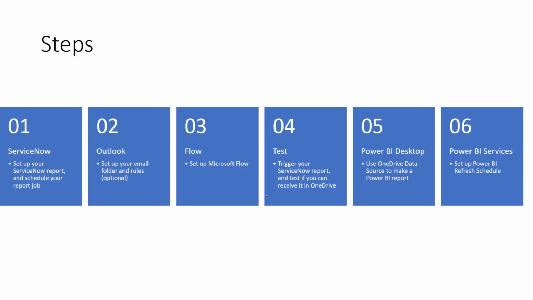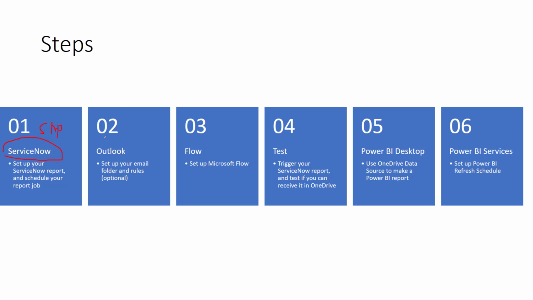And this is how the steps work. First, to set up, we just need to go over the 6 steps. It will be really easy and quick. So the first thing is, I'm going to use ServiceNow as the example. It can be your other system like SAP. So we're first going to set up and trigger the reports.